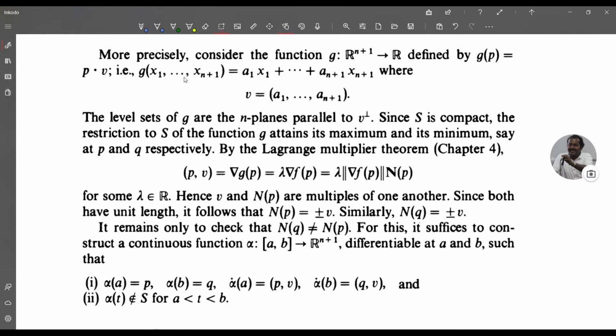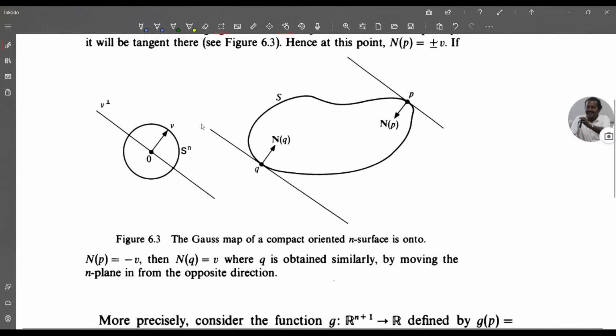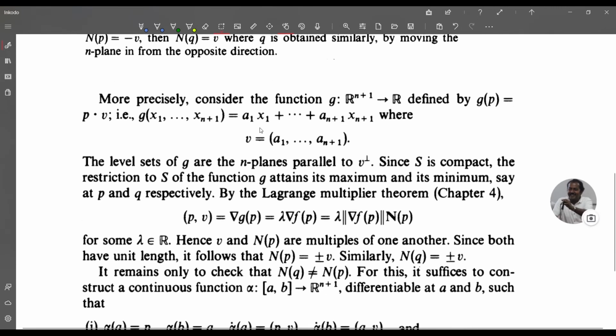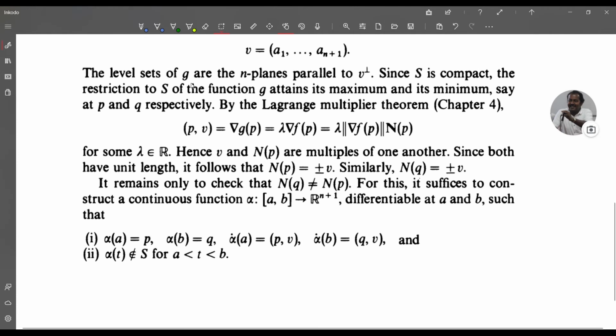The level sets of g are the n-planes parallel to v perp. The level set is g inverse of c, the set of all x1, x2, etc., x(n+1) such that a1 x1 plus etc. plus a(n+1) x(n+1) is equal to some c. That is actually n-planes which are parallel to v perp, because this vector is perpendicular to this plane. So the vector v perp will be parallel to this plane. So the level sets of g are the n-planes parallel to v perp.